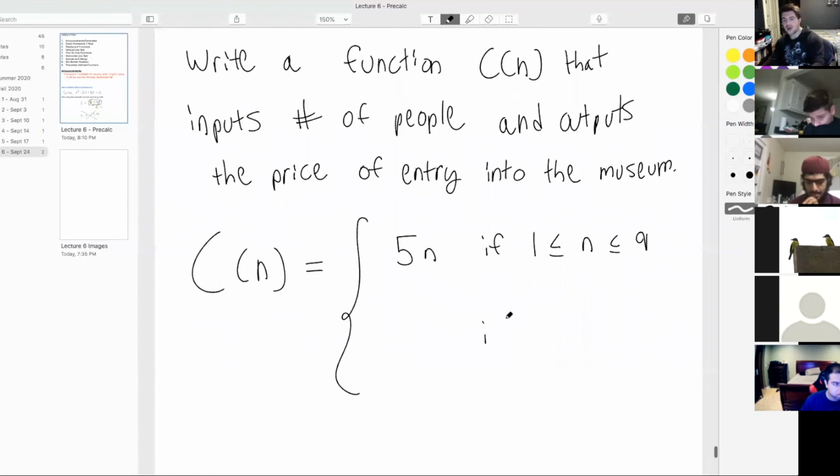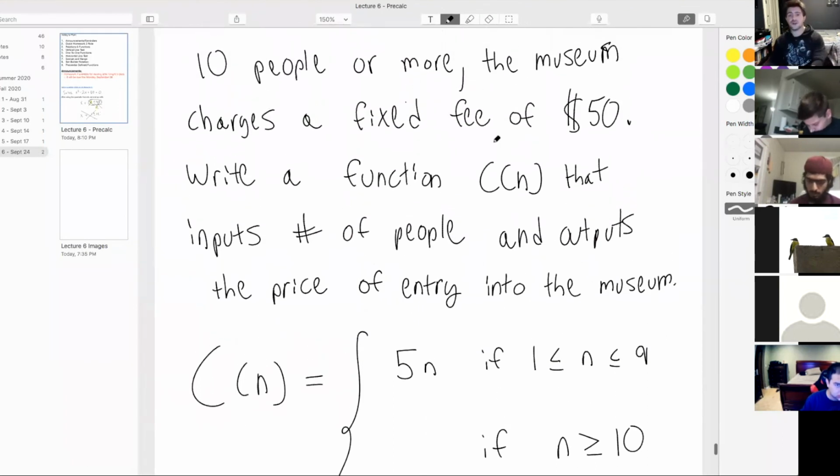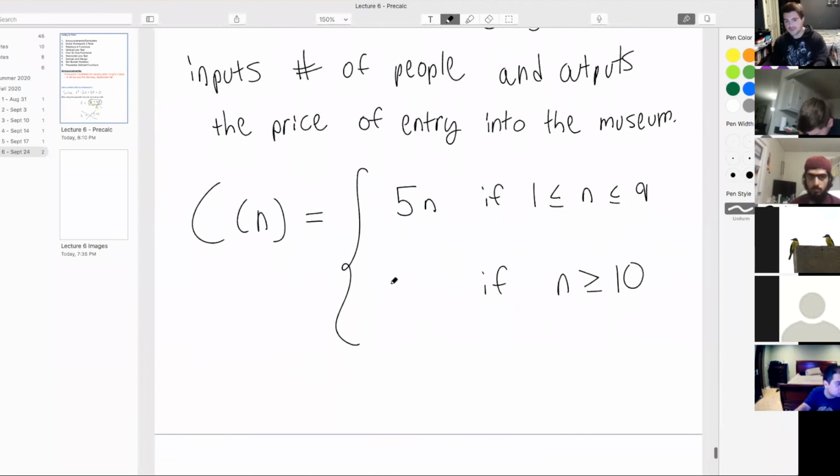All right, how about if n is greater than or equal to 10? So if you come into the museum with 10 or more people, they're just going to charge you a flat fee of 50. So that's just going to be 50.